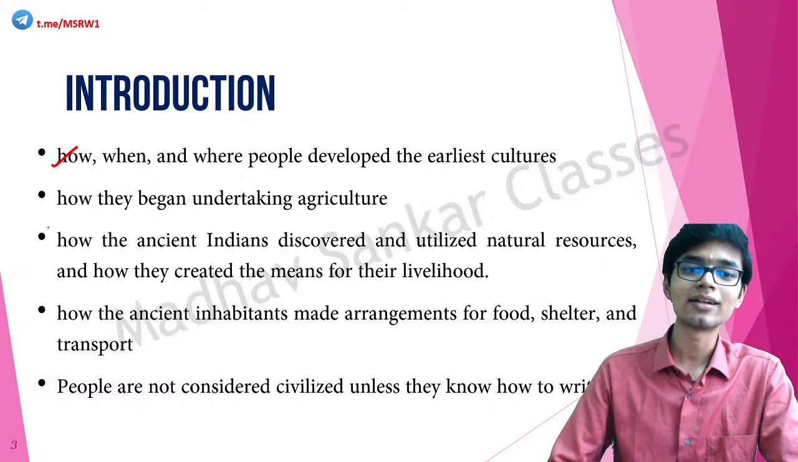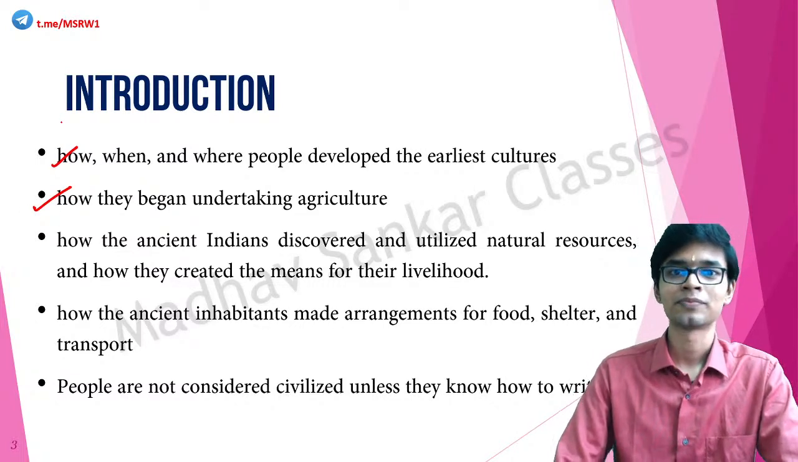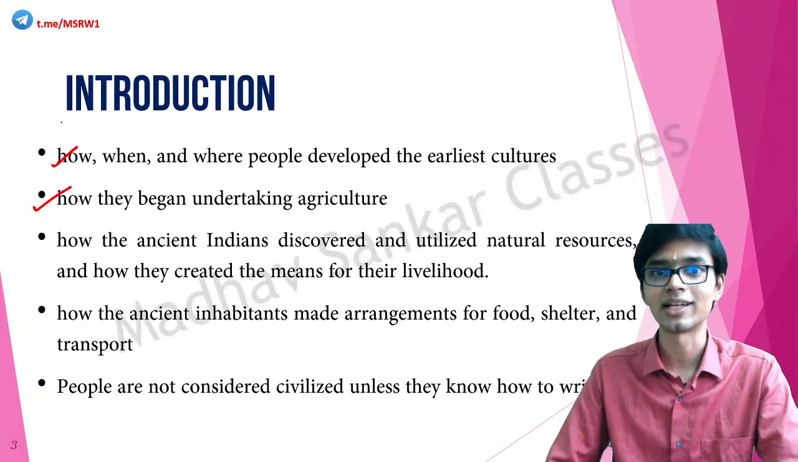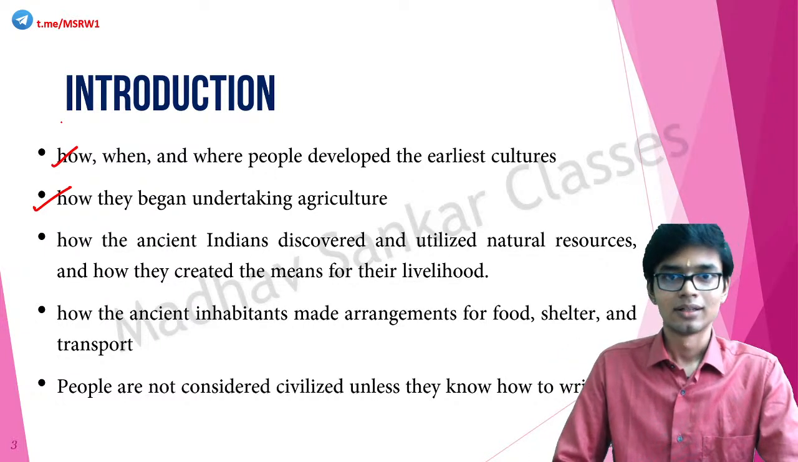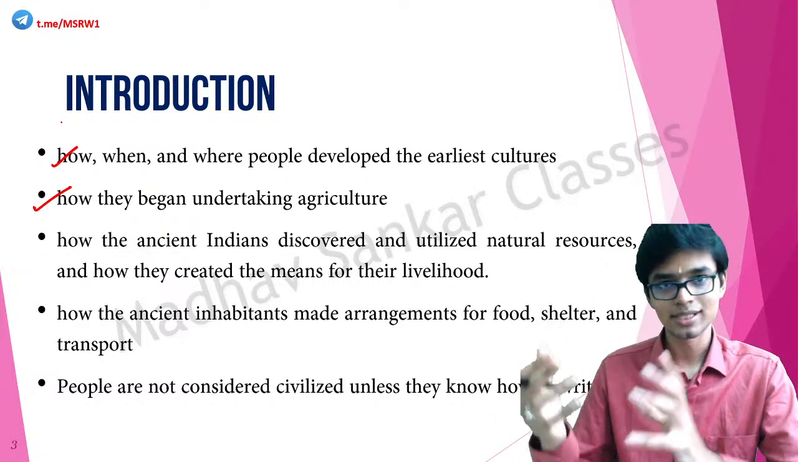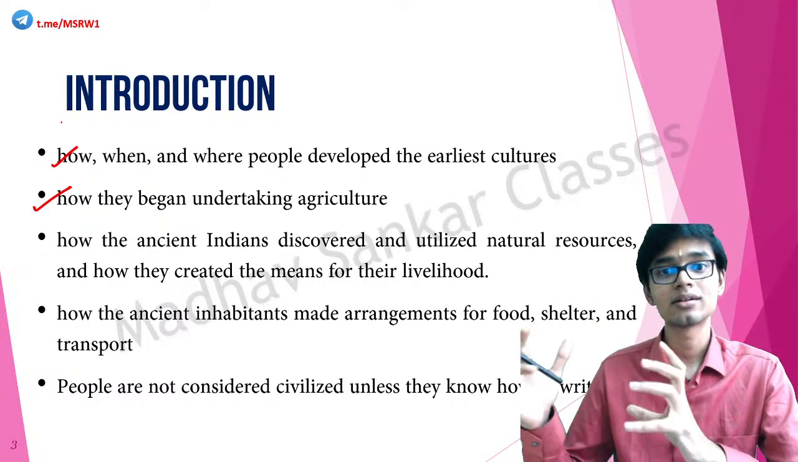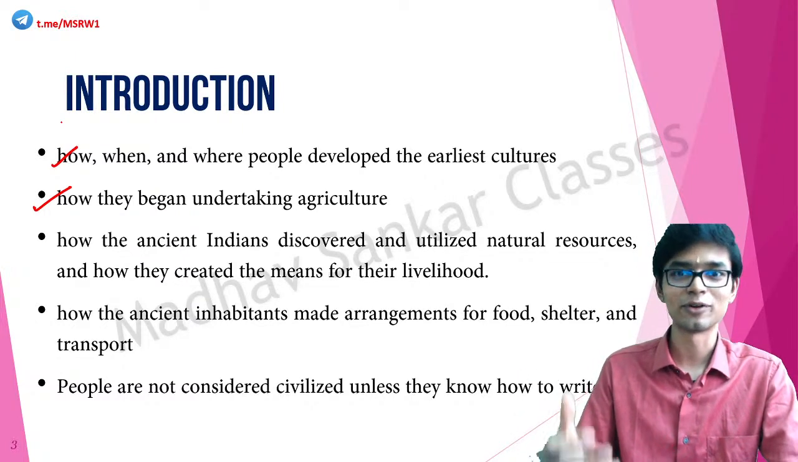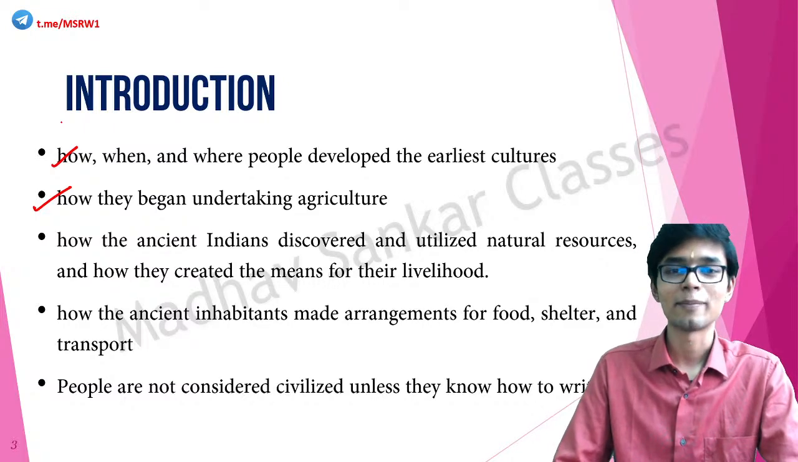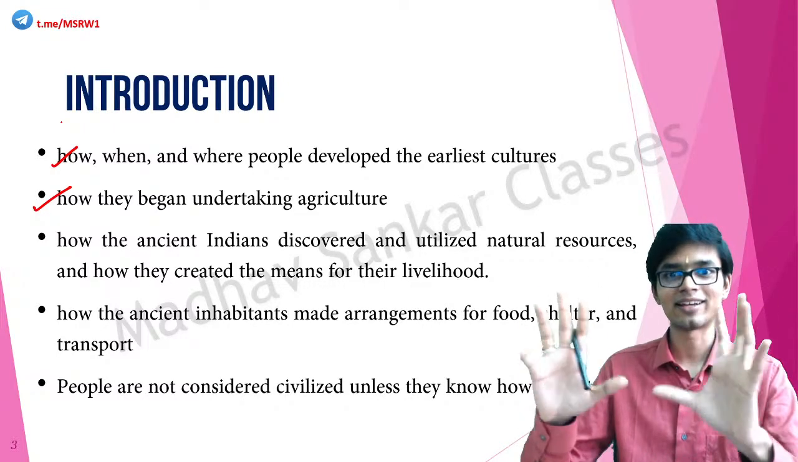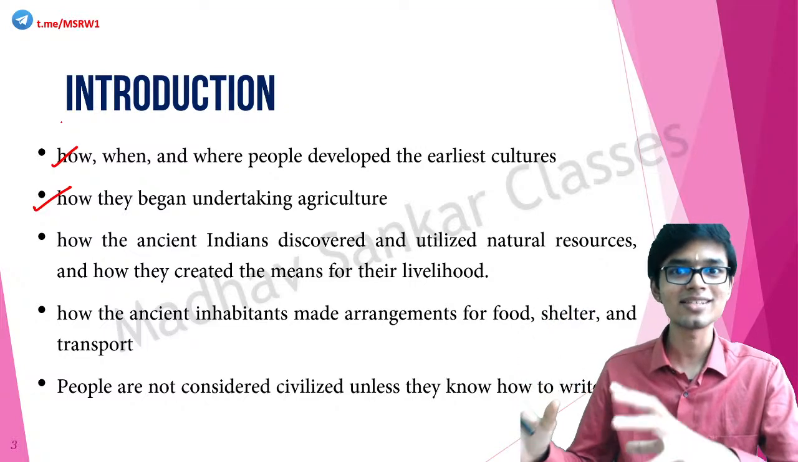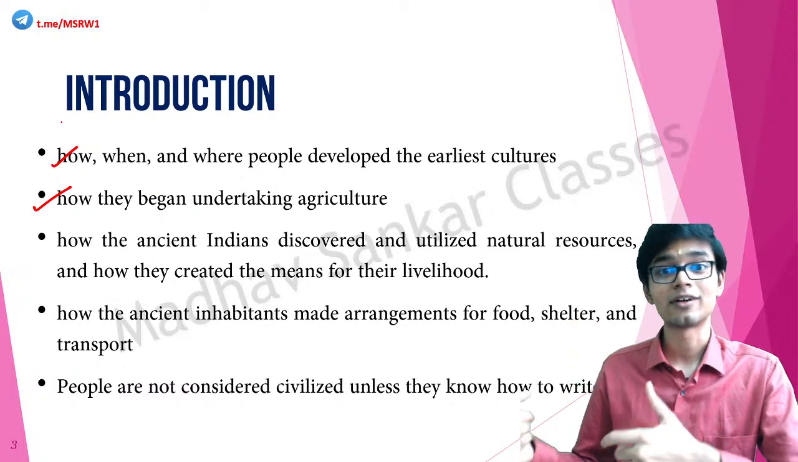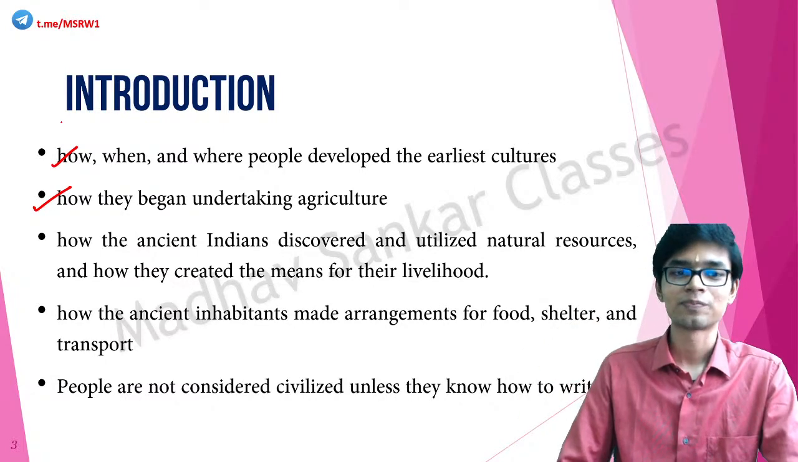Then, how they began undertaking agriculture, a very important question. Because agriculture is actually the hallmark of a civilization. Or say not just civilization per se, hallmark of colonization. If you have seen the movie Martian, there is a beautiful, very funny dialogue by Matt Damon, which says that he has finally cultivated in Mars, which means he has colonized Mars. So agriculture is considered as one of the hallmarks of colonization in our history.